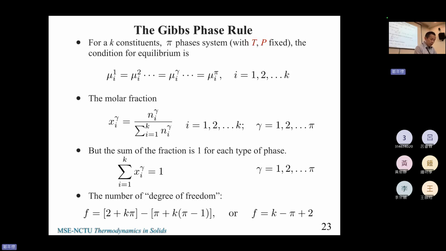The condition for equilibrium is mu I1 equal to mu I2 equal to mu I pi equal to each other, because all the chemical potential need to be equal to each other, and then you reach equilibrium state, right? So, which means that you have how many degree of freedom?